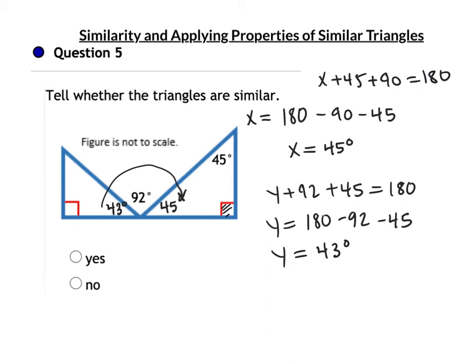Now you could find this angle up here by subtracting from 180. 180 minus 90 minus 43 is 47. And those triangles aren't similar. I don't have two angles congruent. I only have one angle congruent, the 90s. The answer is no.